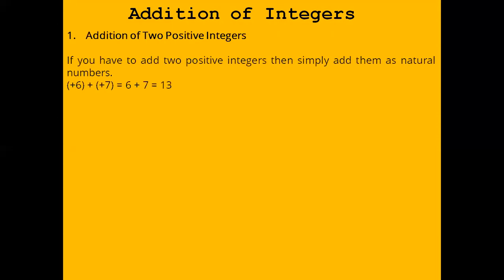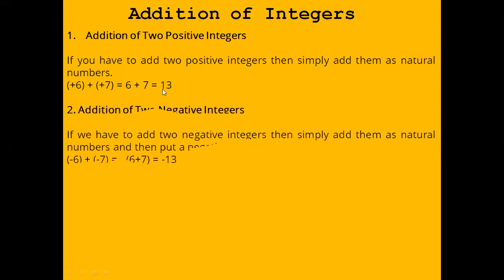Addition of two positive integers. If you have to add two positive integers, then simply add them as natural numbers. So plus 6 plus 7 equals 13. Positive 13 will come. Then addition of two negative integers.